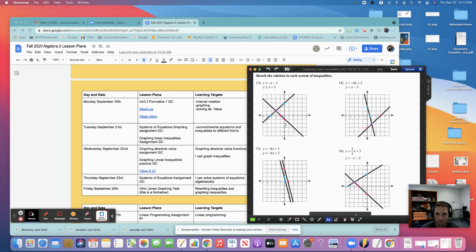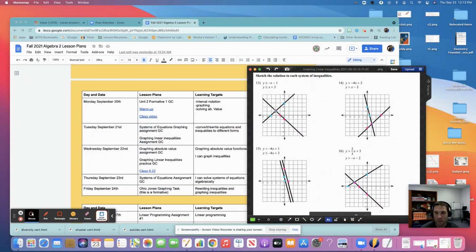We find where the lines connect. So if these were equations with an equal sign, that would be all you have to do. With an inequality, the answers are a range, and we're going to have to do two things.